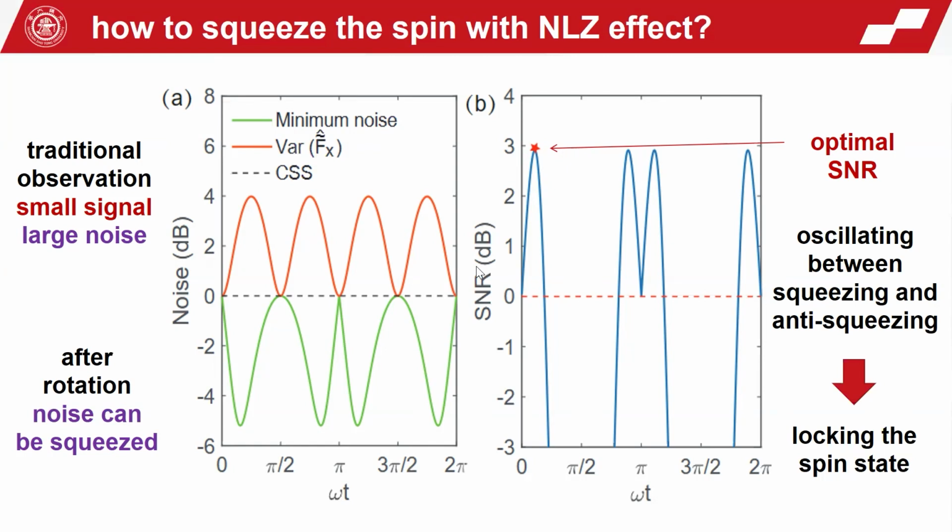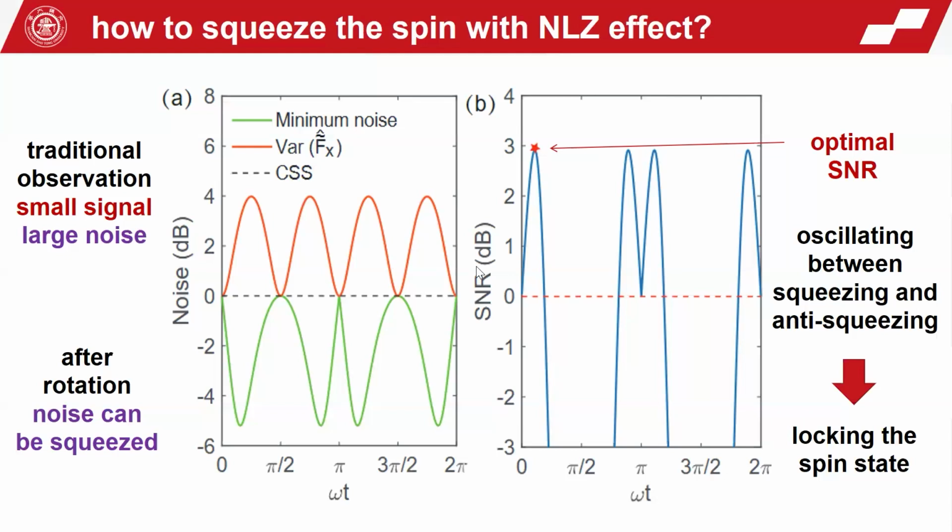This is commonly regarded as a drawback. But after the rotation, for the spin state along the polarization axis with a certain angle, we can find that for a certain angle it can be squeezed, and it's quite a large squeezing degree. Considering both the noise squeezing and the change of the signal, we plot the change of the SNR, and it keeps oscillating with time. At the maximum point, it can reach about 3 dB metrological gain.